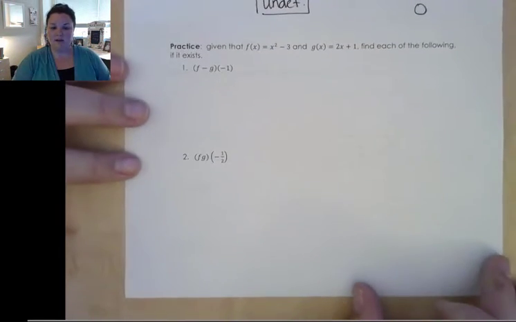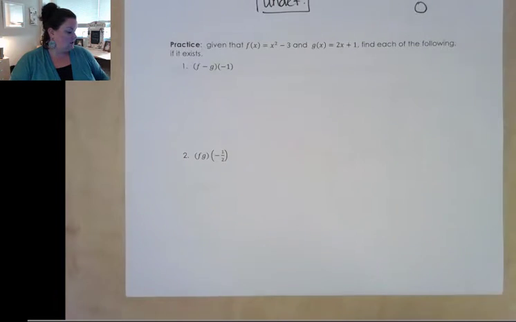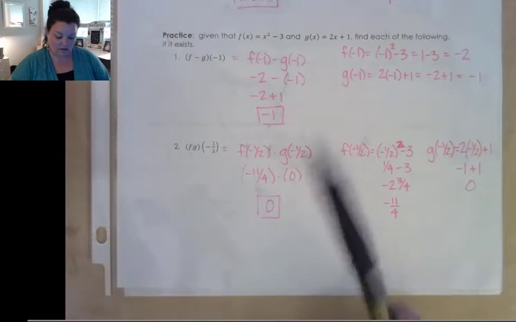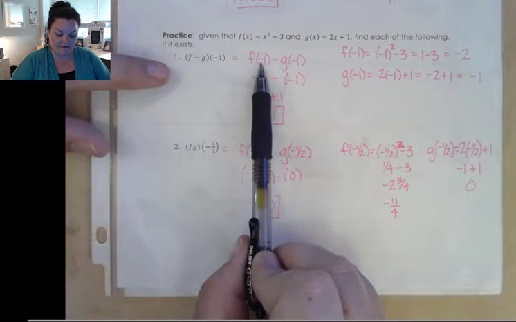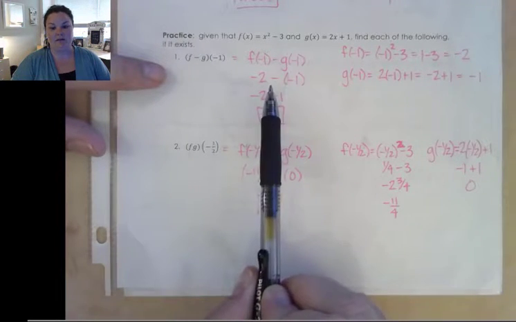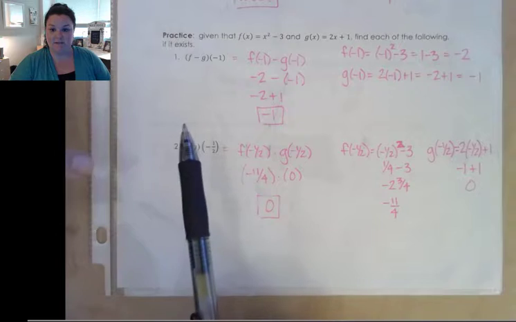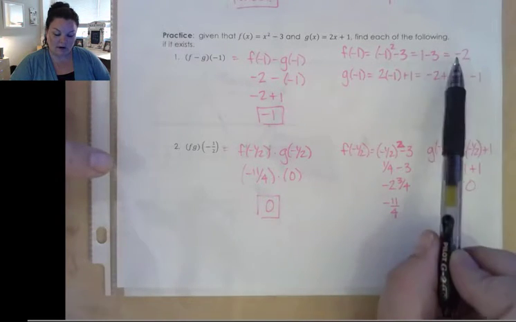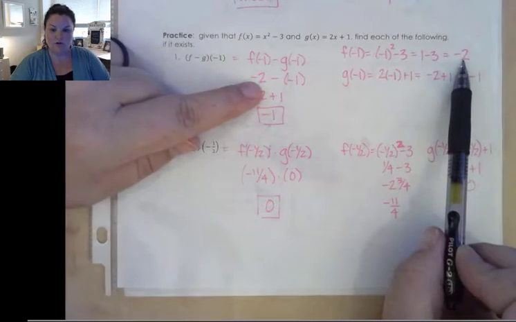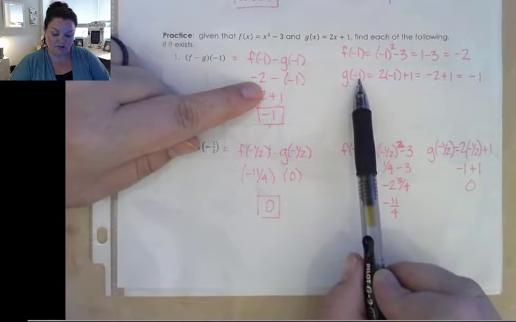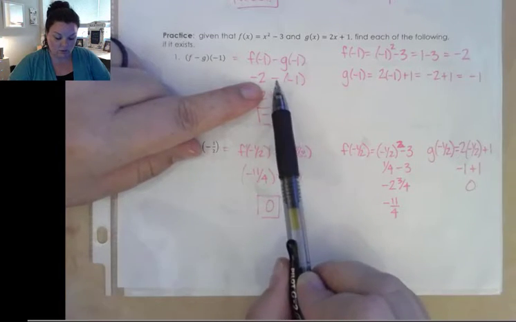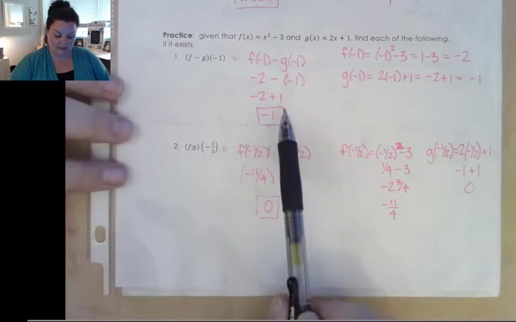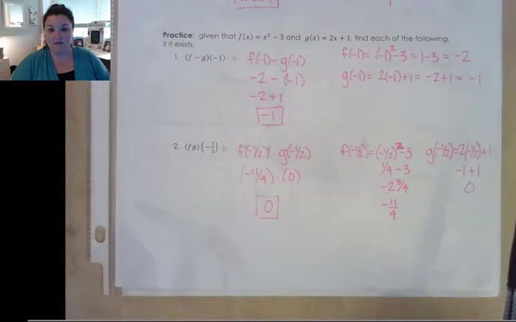Go ahead and pause the video and give those a whirl, and then when you're ready, unpause and we'll go over them. To find out on number 1 what f minus g evaluated at negative 1 equals, we're going to do f evaluated at negative 1 and g evaluated at negative 1. Figure out what those values are and then subtract them. When you plug negative 1 into our f function, we should get negative 2. When we plug negative 1 into our g function, we should get negative 1. Now remember you're subtracting. So when you subtract a negative, that turns it to positive, which then gives you a negative 1.